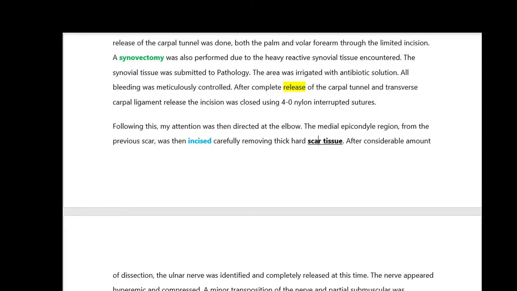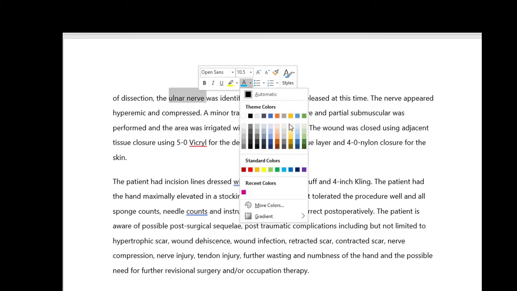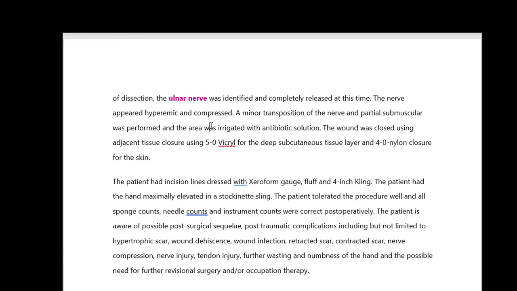After a considerable amount of dissection, the ulnar nerve was identified and released. This is our first hint of what body part and body system we're actually looking at. Previously, it just said left upper extremity, but now we're learning that the release is really not the left upper extremity, but rather specific nerves. The ulnar nerve is identified and released. The nerve appeared hyperemic and compressed. A minor transposition of the nerve and partial submuscular was performed and the area irrigated with antibiotic solution.